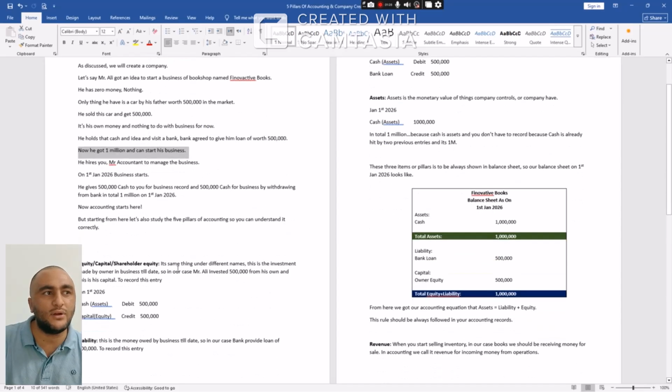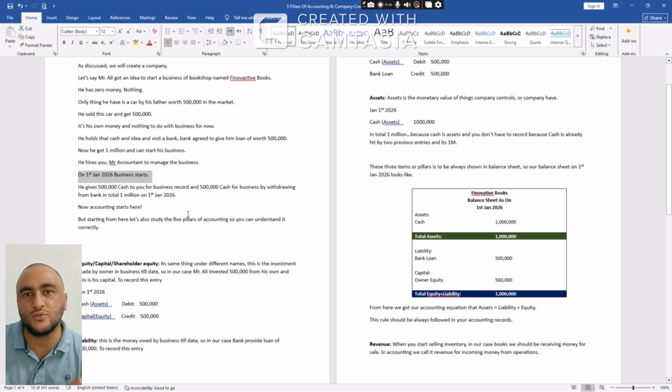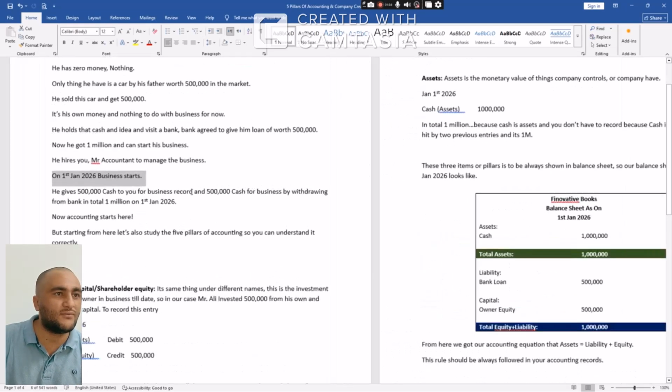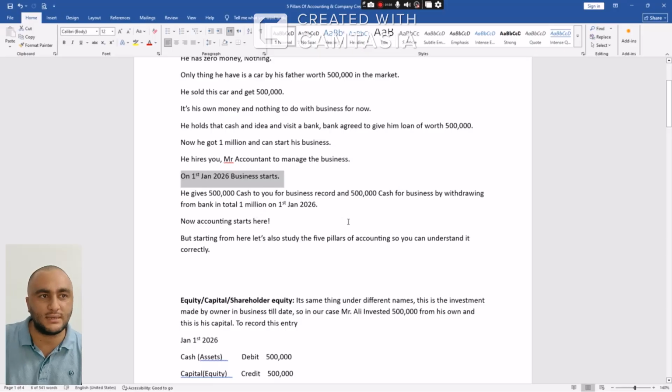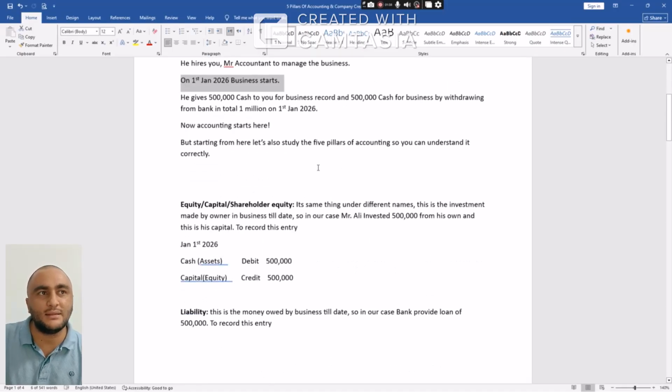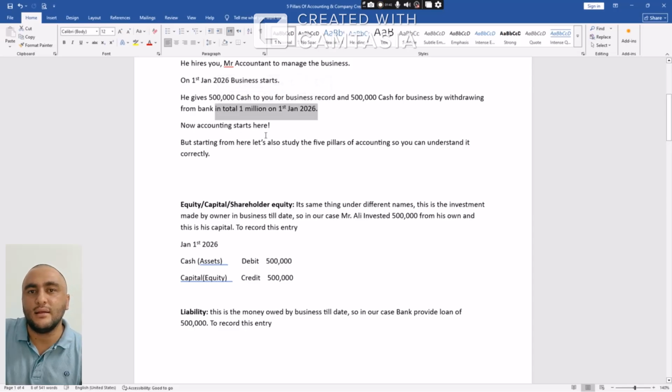So as an accountant, you have to manage this business. We will start everything from 1st Jan 2026. We will invest 1 million into this business and create this business. Right here, as the 1 million comes in, the accounting starts. But before that, let's understand the 5 pillars of accounting.